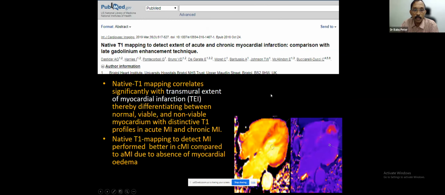So native T1 mapping can be used to detect both acute and chronic myocardial infarction. T1 mapping correlates significantly with the transmural extent of the myocardial infarction and can be used to differentiate normal, viable, and non-viable myocardium with quite distinctive T1 profiles.